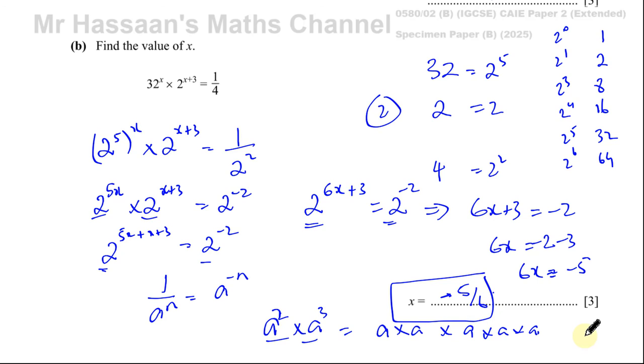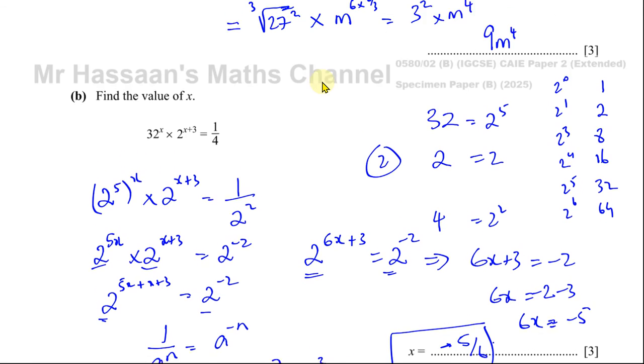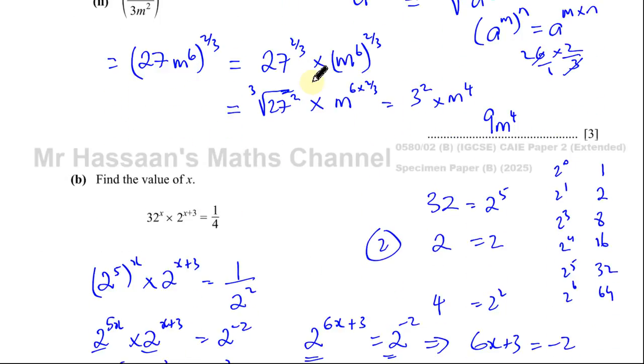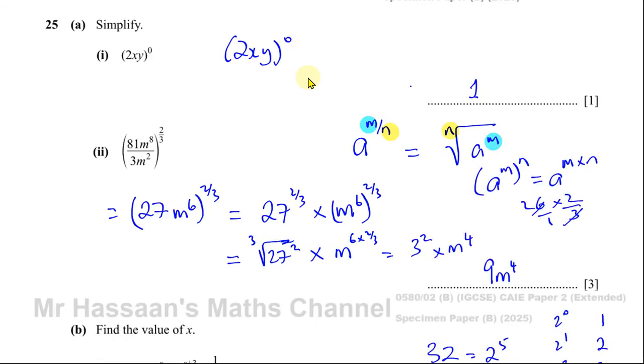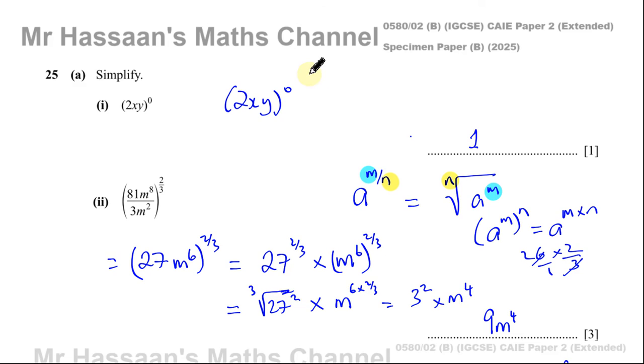So this is all to do with exponential equations and indices. We need to know our index laws. We need to know our powers of 2 and other powers as well. For 3, for example, 3 to the power of 0 is 1, 3 to the power of 1 is 3, 3 to the power of 2 is 9, 3 to the power of 3 is 27, 3 to the power of 4 is 81, and so on. You should know your powers. So this whole question is all about indices and exponential equations. Very important question. It was the final question of this paper.